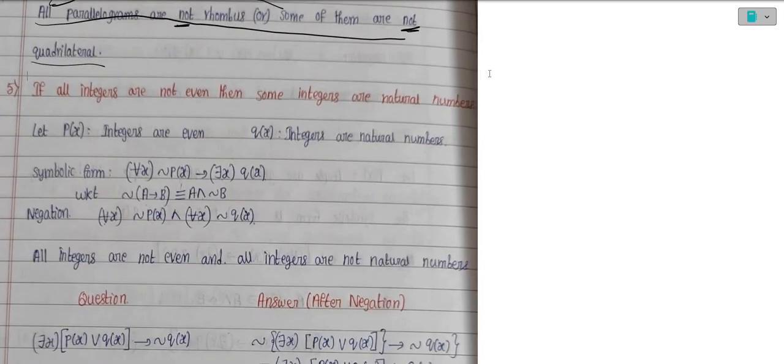So fifth example: if all integers are not even, then some integers are natural numbers. This is the given statement. Now I need the negation of this statement. I am splitting the statement into two parts, that is, integers are even. In the second part, Q of x, integers are natural numbers. So first I want to write the symbolic form of the given statement. Here all is there, that's why for all x. Not is there, that's why negation of P of x. Here some is there, then in the next video I will continue this question.